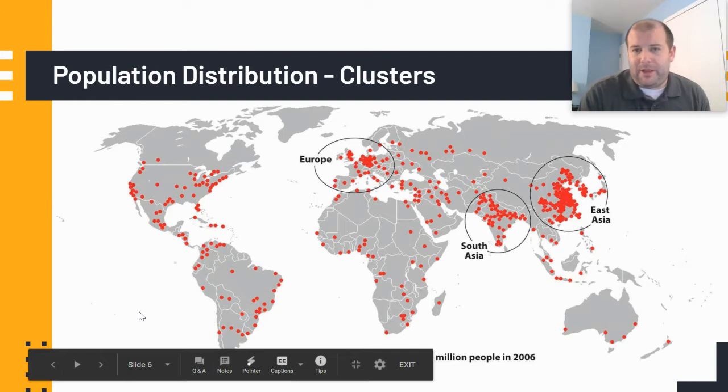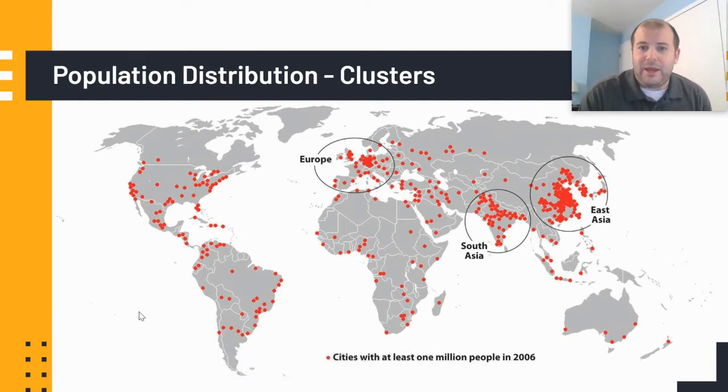Here we have a map of population clusters where each dot, this is a dot density map, each dot represents cities with at least 1 million people as of 2006. This map is very important. You should definitely review this map throughout Unit 2.